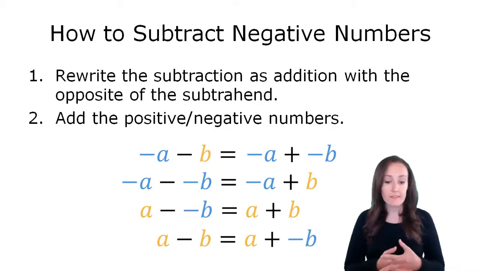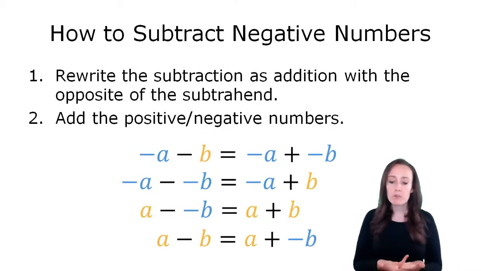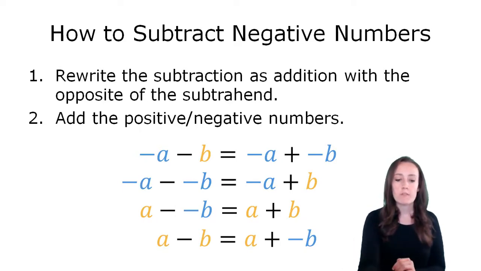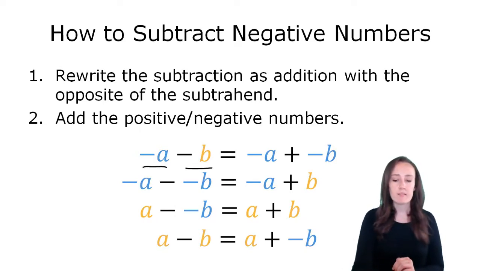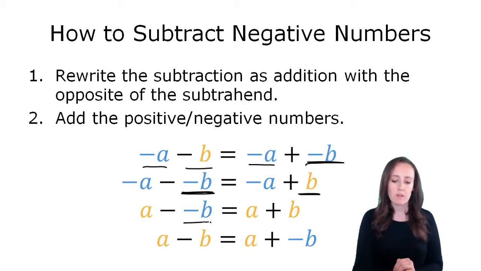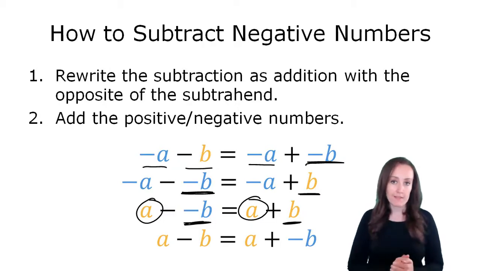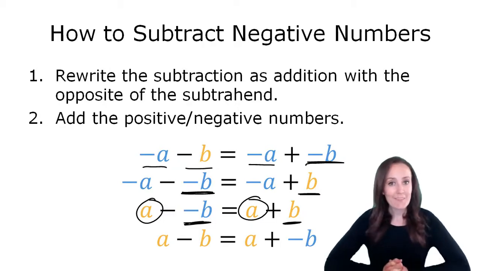So to summarize, whenever you're subtracting negative numbers, you're going to rewrite the subtraction as adding the opposite of the subtrahend. So if you have a negative minus a positive, you're going to rewrite it as a negative plus the opposite of the positive. Or if you're subtracting a negative, you would write it as adding a positive. Again, subtracting a negative is adding a positive, regardless of what the first number is. You basically are going to add the opposite of whatever that number is. And that's how you subtract negative numbers.